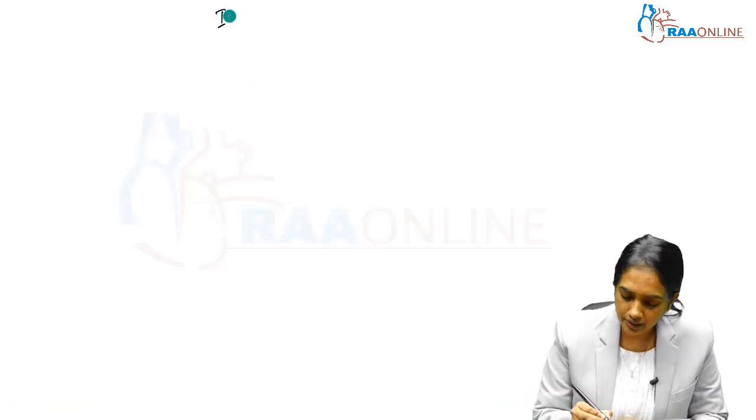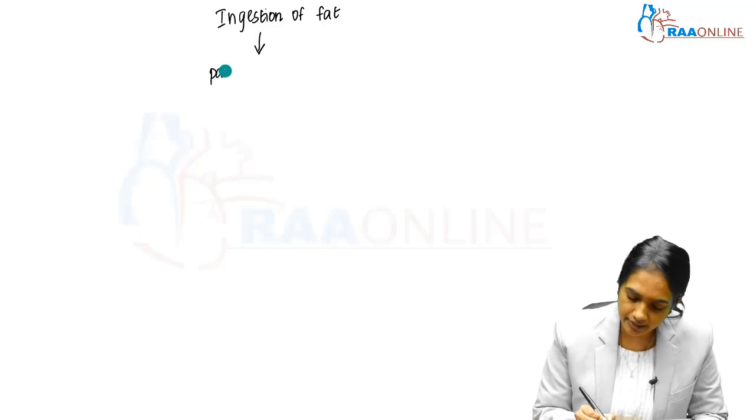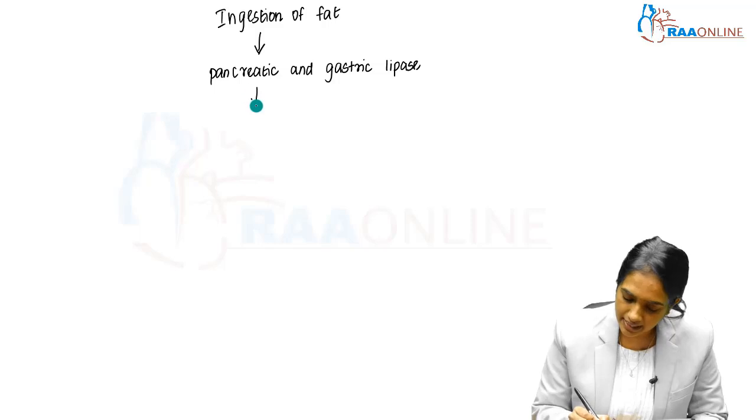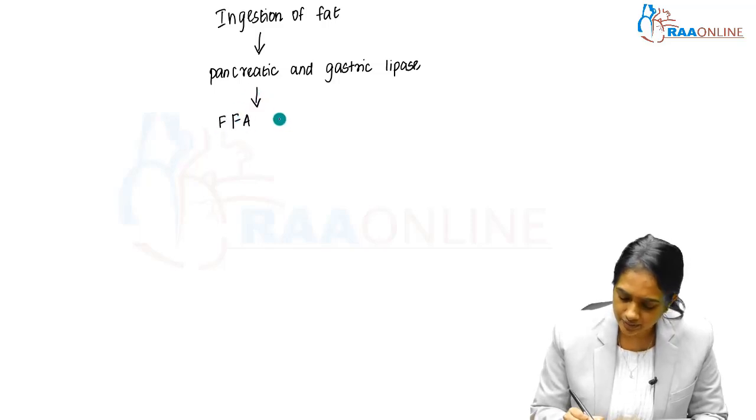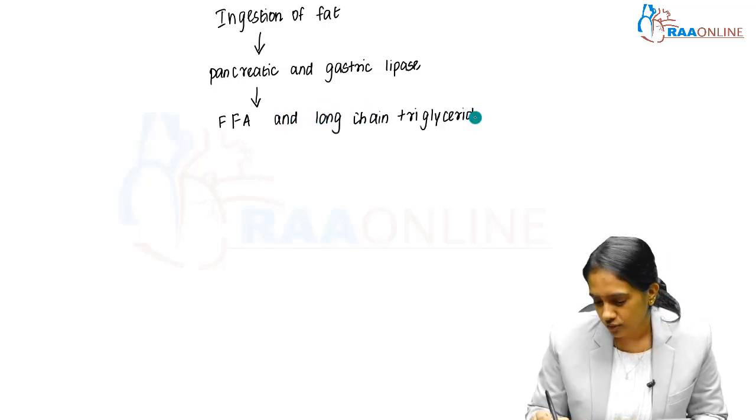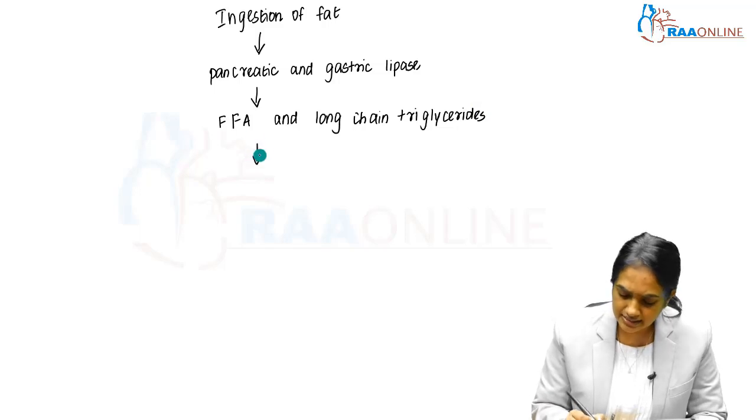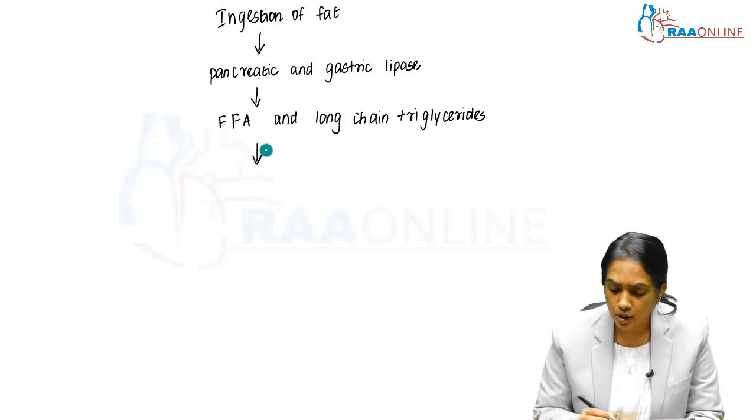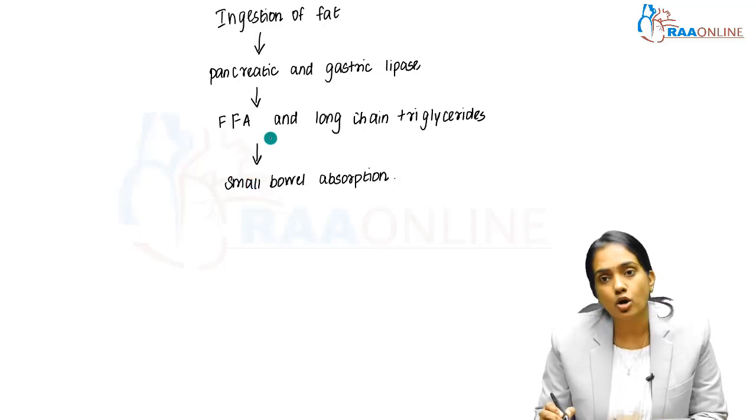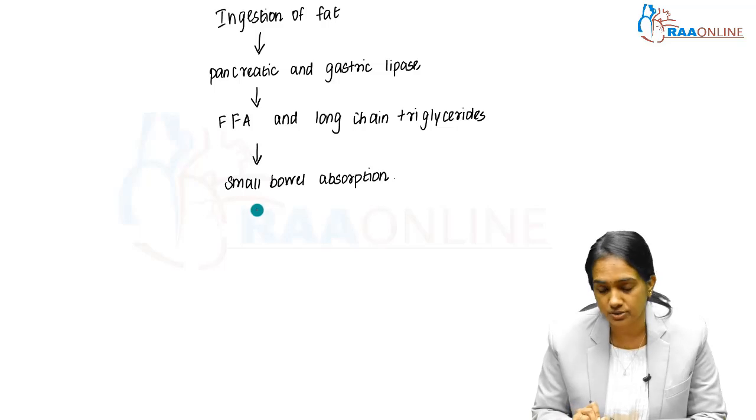Whenever you eat or take in food, it gets broken down by the pancreatic and the gastric lipase into free fatty acids and long chain triglycerides. These substances, the free fatty acids and the long chain triglycerides, will get absorbed in the small bowel.